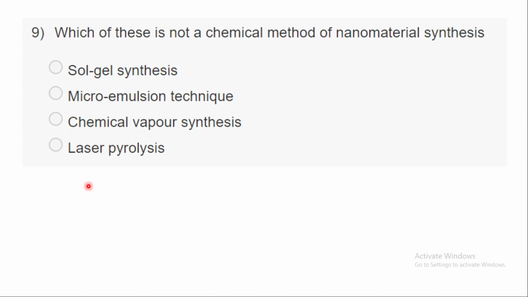Please, students, show some participation and try to guess the answer even if it's not correct. We will learn about the correct answer. Which of these is not a chemical method of nanomaterial synthesis? Sol gel synthesis, microemulsion technique, chemical vapor synthesis, and laser pyrolysis. I'll just wait for a minute to accumulate some answers.